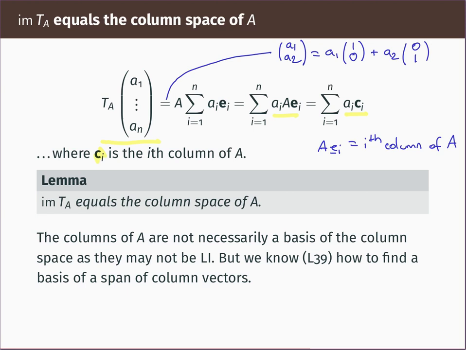So that shows that every element of the image is an element of the column space. So we've shown that an arbitrary element of the image of TA is equal to a linear combination of the columns, so an element of the column space.